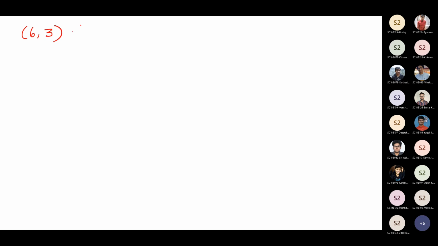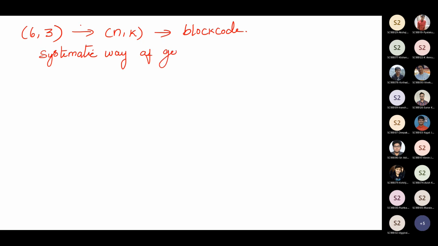6,3, that is (n, k) block code we took. So here we are seeing the systematic way of generating the code word.